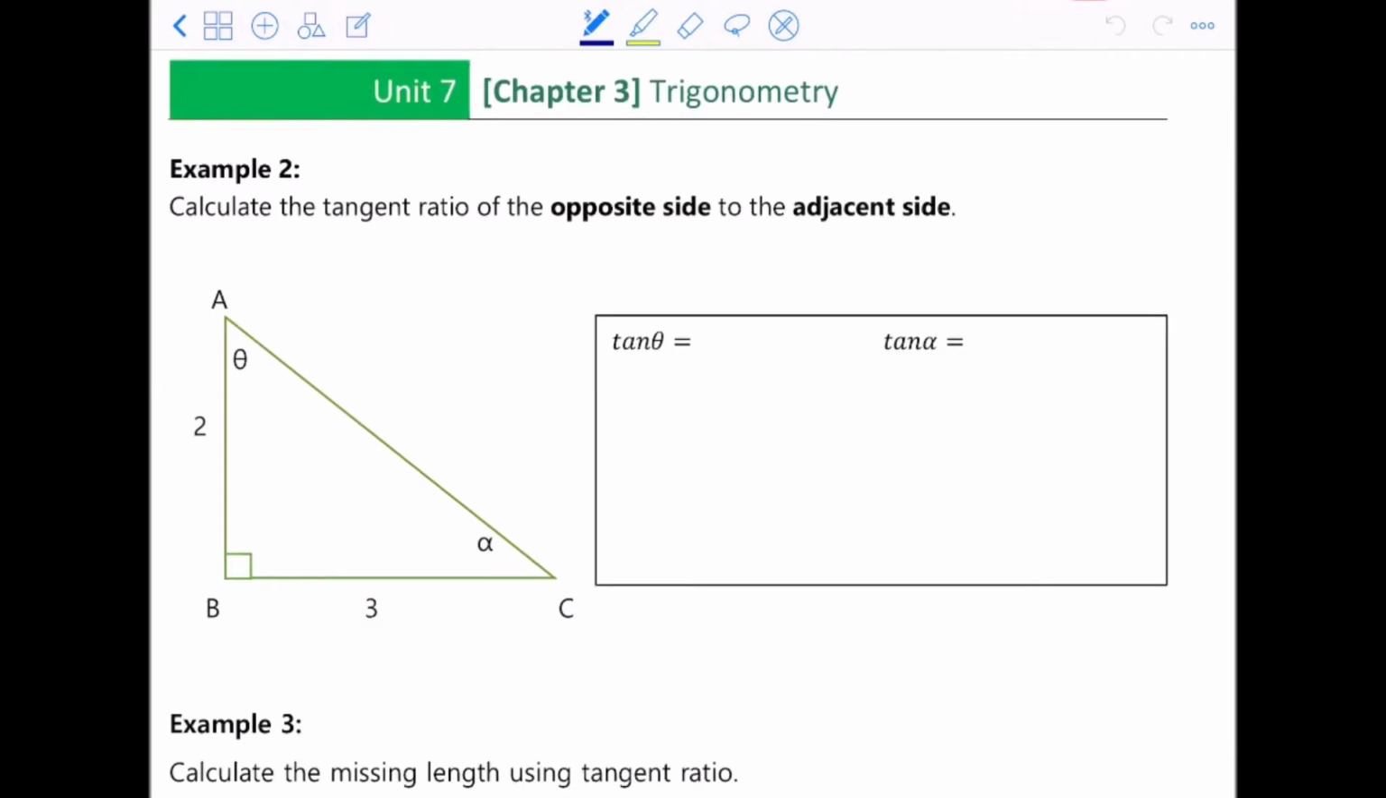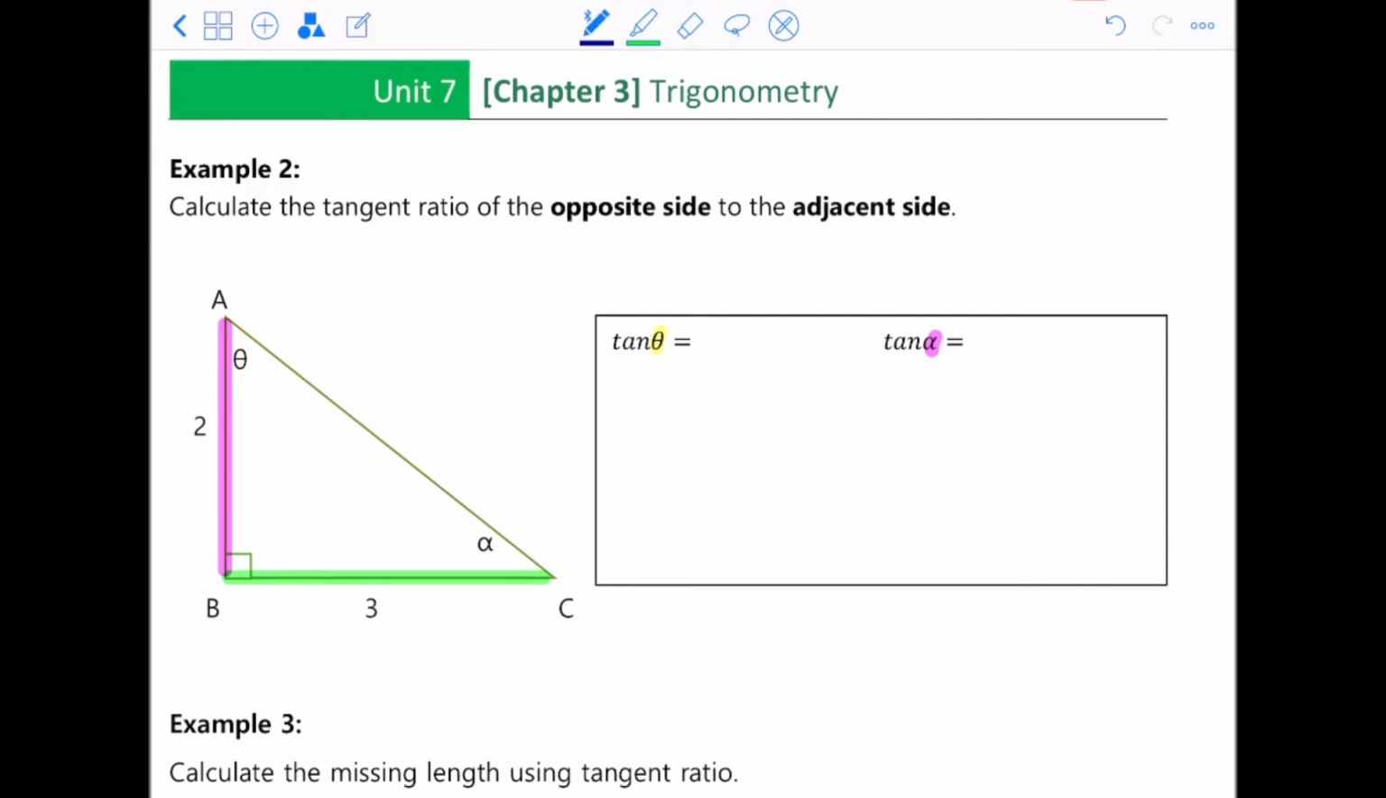Moving on to example 2. Calculate the tangent ratio of the opposite side to the adjacent side. Our angles, theta and alpha, are given to us. Depending on which angle we're talking about, we will have a different value of the ratio. Let's first set up our triangle. We were given this right triangle here. The length of this side is equal to 2, and the length of this side is equal to 3. But before we use these values, we first need to name the sides.